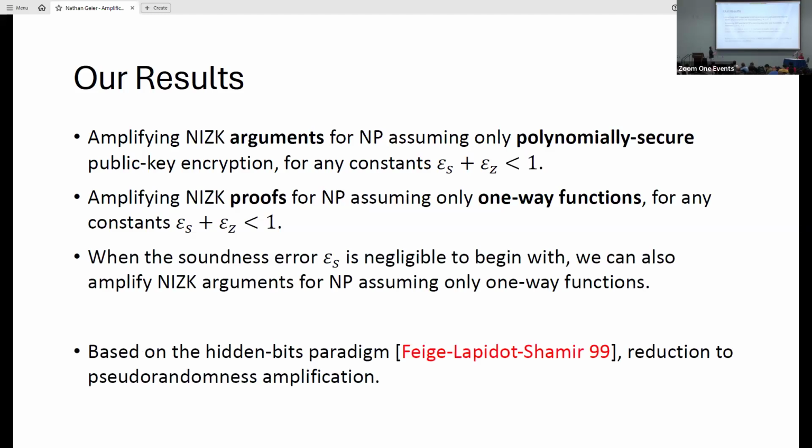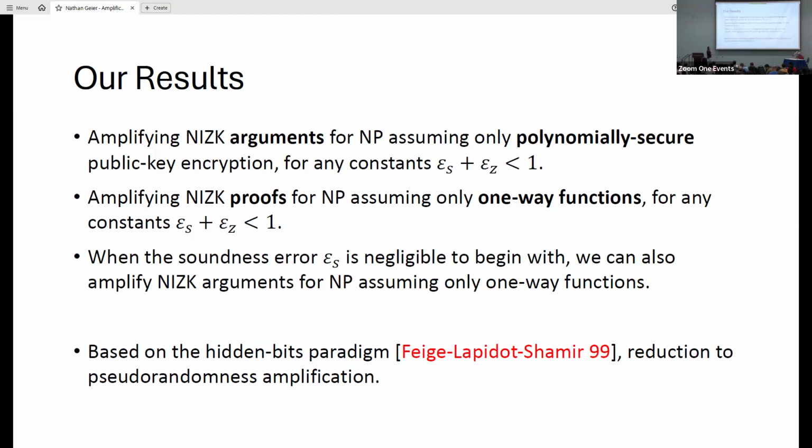And finally, public encryption is also not necessary when you are only trying to amplify zero knowledge in the case of arguments. So if you have NISQ arguments with negligible soundness error and you are just trying to amplify zero knowledge, then one-way functions are sufficient. Essentially, we only need public encryption in order to amplify computational soundness. So whenever you don't need to do that, one-way functions are sufficient.